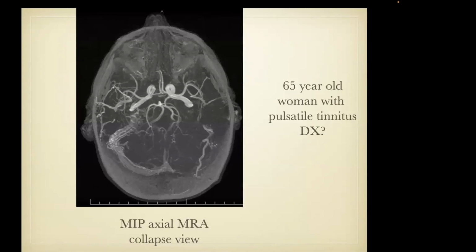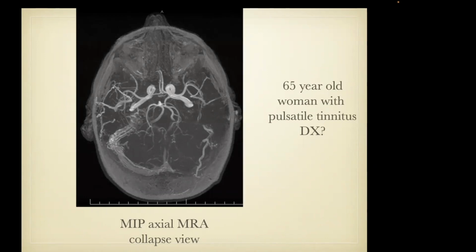Does anybody want to take this case? This is a 65-year-old woman with pulsatile tinnitus. This patient had an MRA, and this is the so-called collapsed view looking from, let's say, the top down, and we're seeing all of the data. What's the diagnosis in this patient? Rima, what do you think? What do you see here?